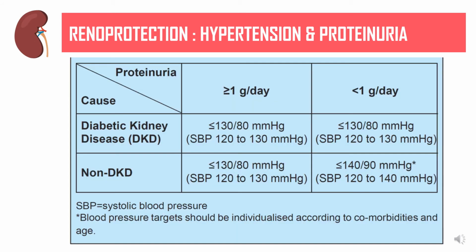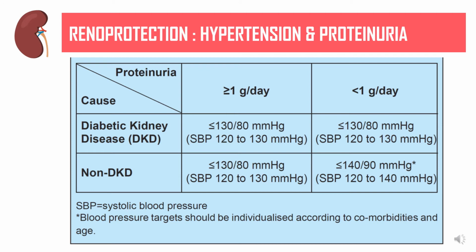The blood pressure target should be individualized according to comorbidities and age. In general, for hypertensive patients, the blood pressure target should be less than 140 over 90 mmHg, and we need to emphasize that the systolic blood pressure should be within the range of 120 to 140 mmHg. In contrast, for chronic kidney disease patients, the blood pressure target should be tighter, which is 130 over 80 mmHg.